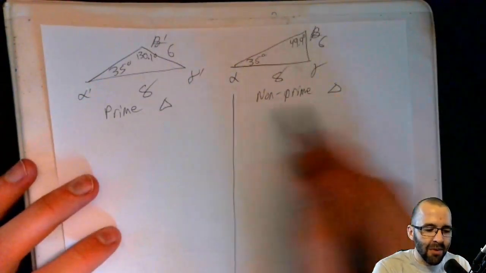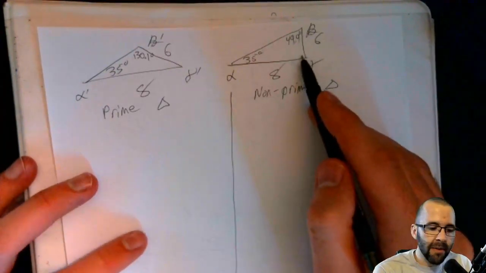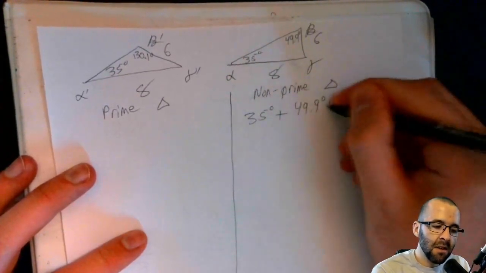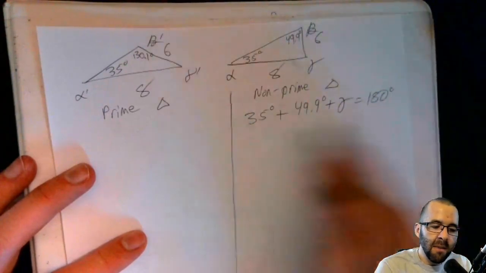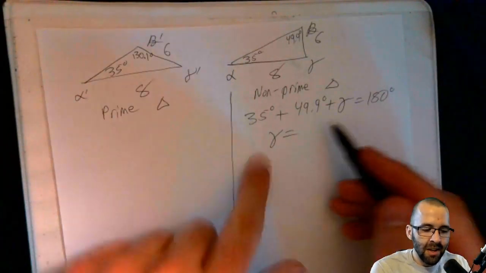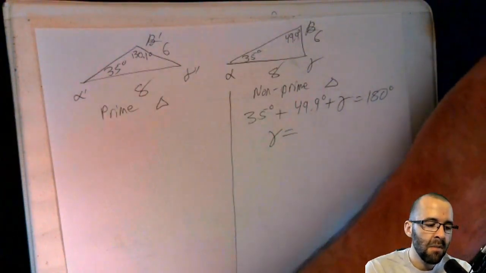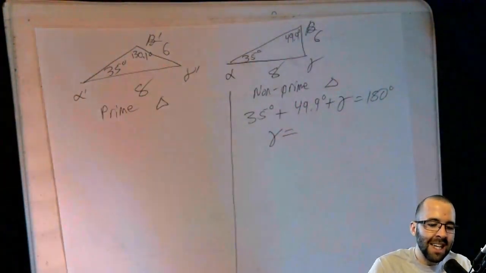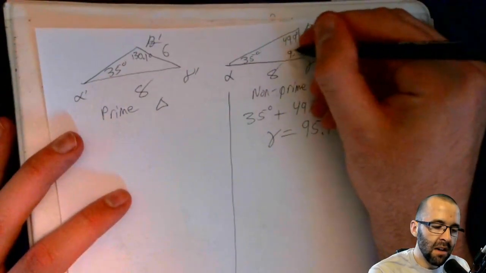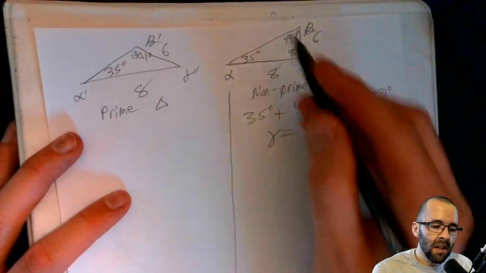We'll start with the non-prime triangle, this one. We don't have to write primes everywhere. We know alpha, we know beta, so we immediately know gamma, right? 35 degrees plus 49.9 degrees plus gamma has to equal 180 degrees. The sum of all the angles of a triangle has to be 180. So you just solve that. You know how to solve equations like this. You're going to get gamma is 180 minus 35 minus 49.9, which is 95.1 degrees. So fill that in. Great. And now the only thing missing in this triangle is the value for C.